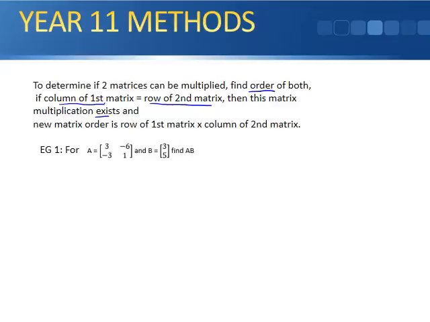So let's do this one example. It says for A equals this matrix and B equals that matrix, find AB. Over here I'll work out the order. So there's a matrix A and matrix B. Matrix A order, it's got 2 rows and 2 columns. Matrix B is 2 rows and 1 column. Those two inner ones have to be the same. Yes, they are. They're equal. So we have an order of 2 by 1 being our AB matrix.